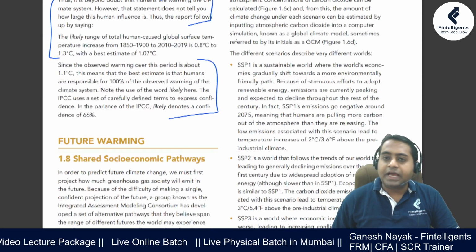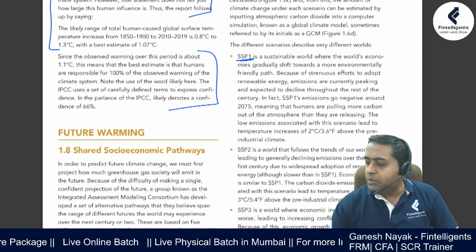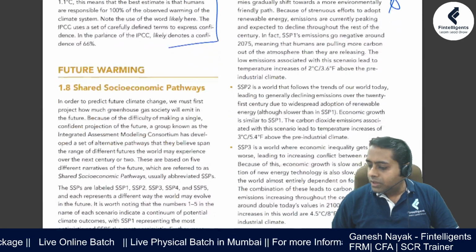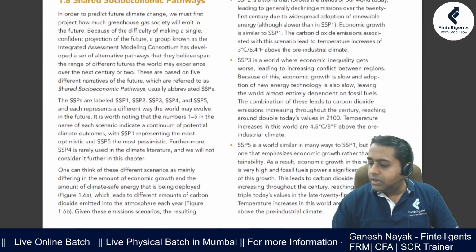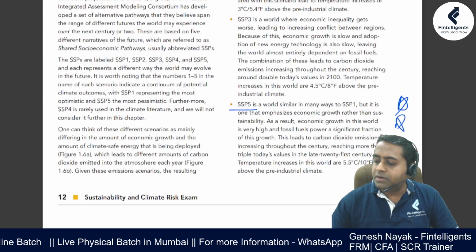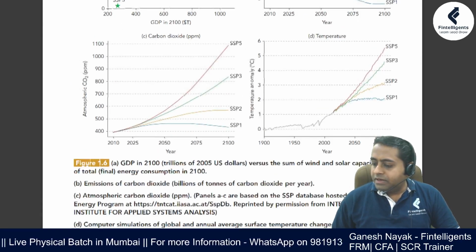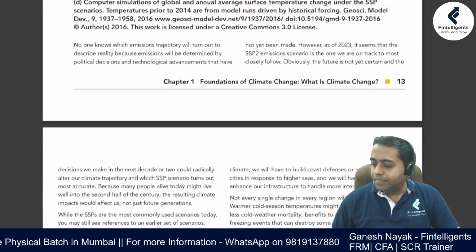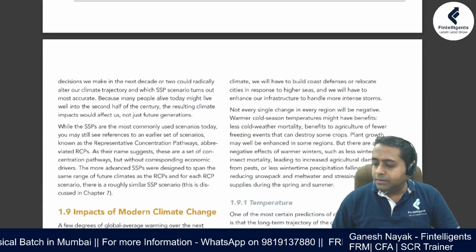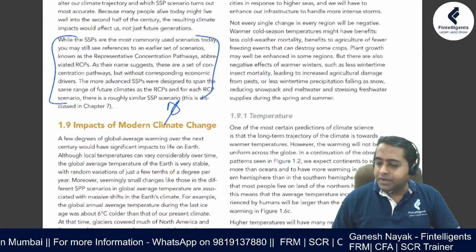SSPs, so what can happen in different SSPs? Primarily SSP1, and then there is SSP5. Both of them are important. SSP5 is important. The diagrams are okay, not very well tested in the exam. Let us move forward. SSPs and their connection with RCPs, just read it out.